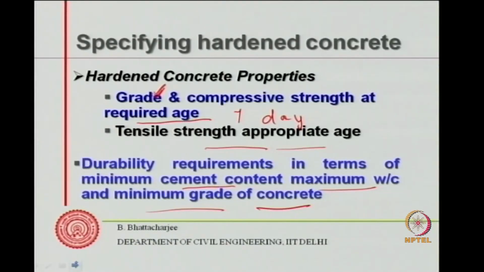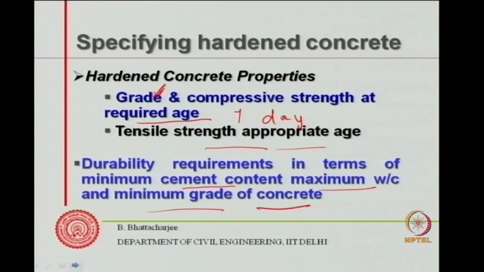Okay. So what we have seen, we specify concrete first of all in terms of a fresh concrete property, and a common way of doing that is in terms of slump. We specify also concrete in terms of its grade, which is generally related to the 28 days or characteristic compressive strength at the age of 28 days. We might specify strength of concrete, or hardened properties, in terms of strength at some appropriate age, maybe earlier age. Some cases we will require that.